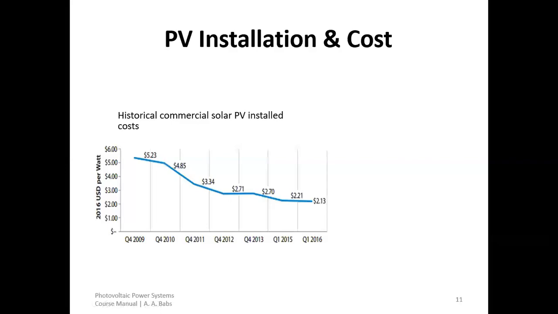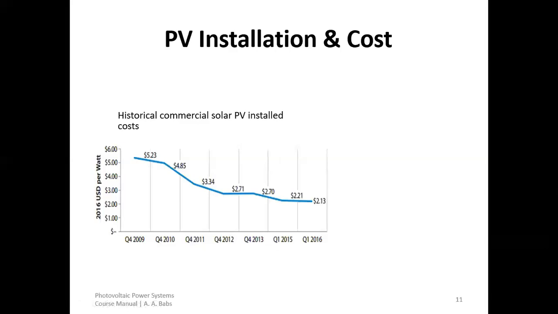Okay, this should give you an idea of historical commercial solar PV installed costs. You will see from Q4 2009 to Q4 2010, Q4 2011, Q4 2012, Q4 2013, Q1 2015, and Q1 2016. Q4 will mean the last 3 months of the year. Q1 will mean the first 3 months of the year.